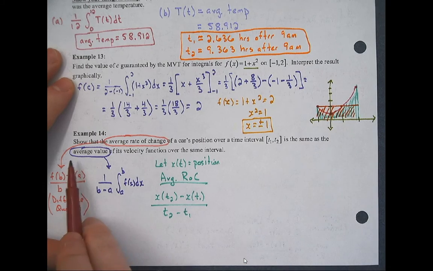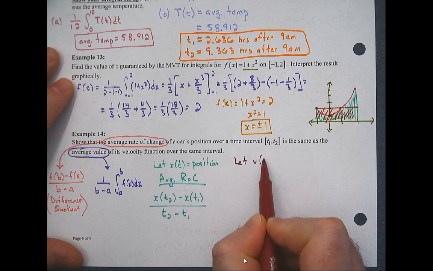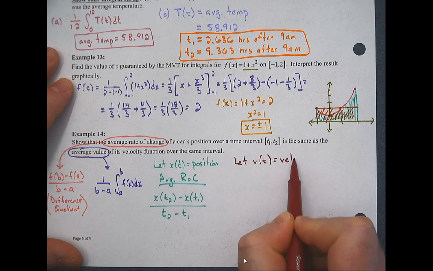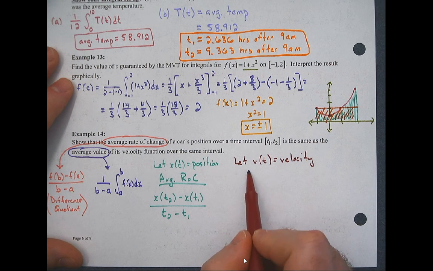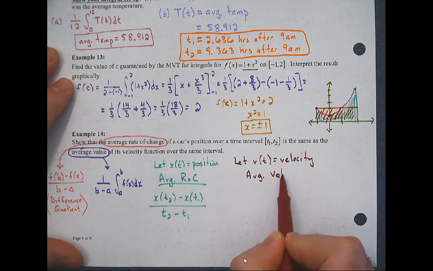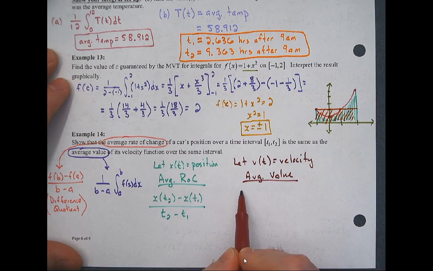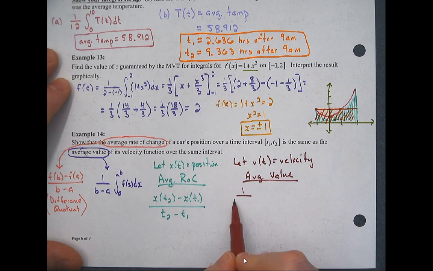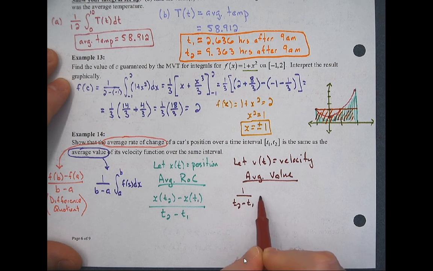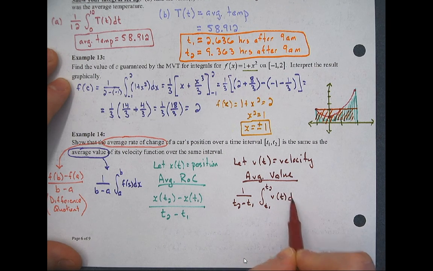And we need to show that this is the same as the average value of the velocity. So we'll use the usual notation. V of t is equal to velocity. Okay, so now I want to find the average value of velocity. So the average value of velocity is 1 over the interval, how long my interval is, so that would be t2 minus t1, times the integral from t1 to t2 of velocity dt.